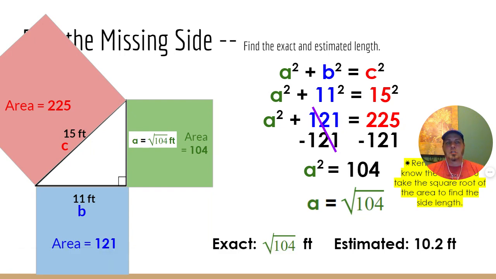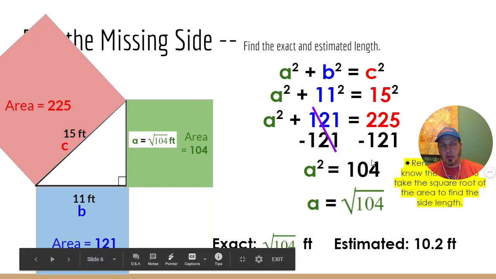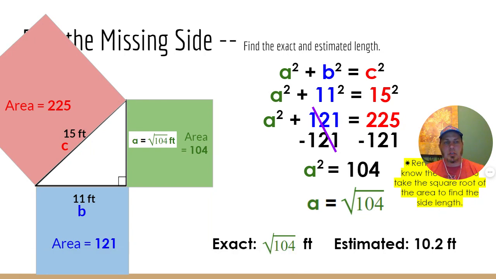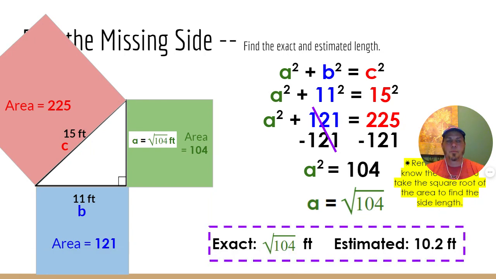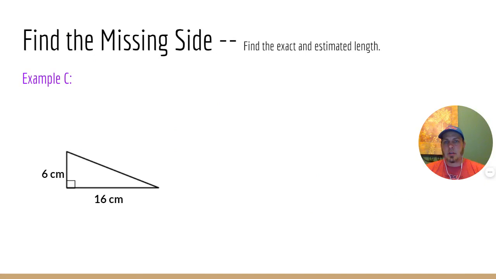Okay. So once you find this number, you have to take the square root next. That's going to be your most common mistake. Okay. So if you can do that, you'll be good. All right. So let's look at this one again.